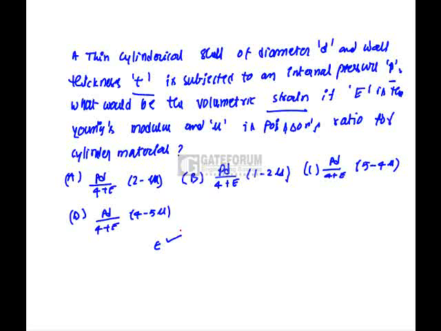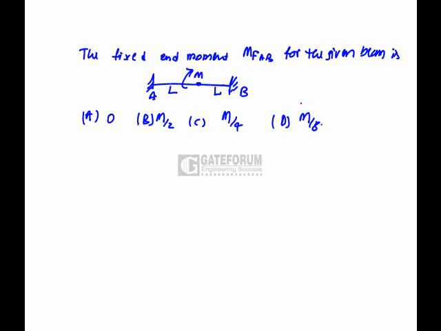So we know the volumetric strain is PD by 4tE into (5 minus 4 mu). So option C is correct.